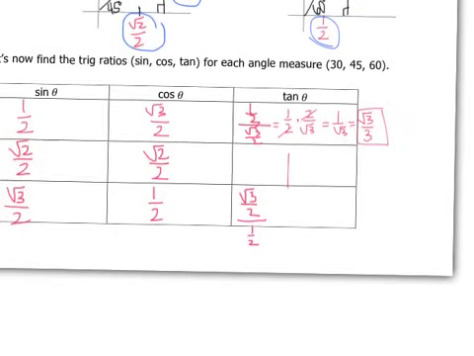And then let's do some work here. So let's multiply by the reciprocal. And then cross out the 2's. No denominator to rationalize here, it's just radical 3.